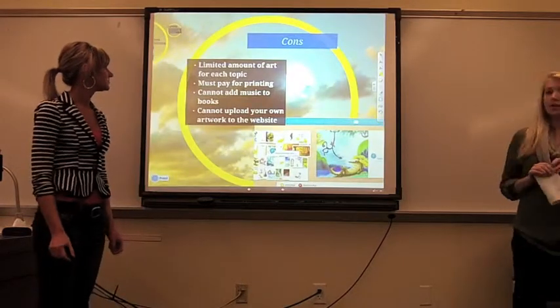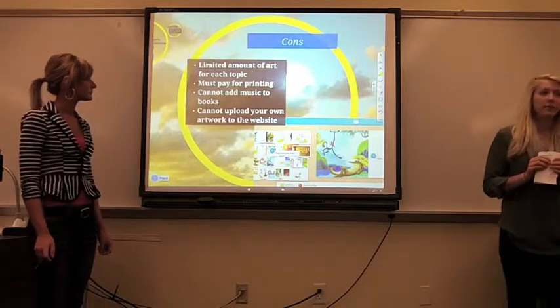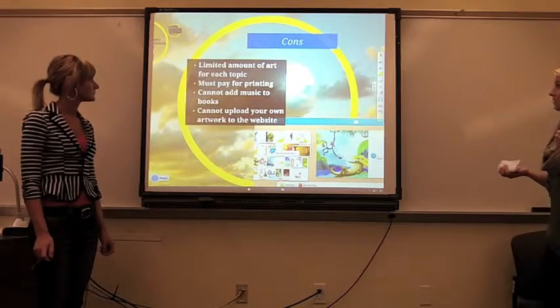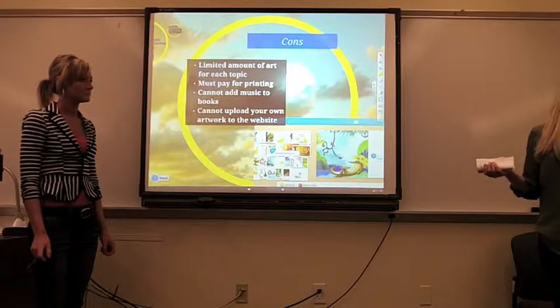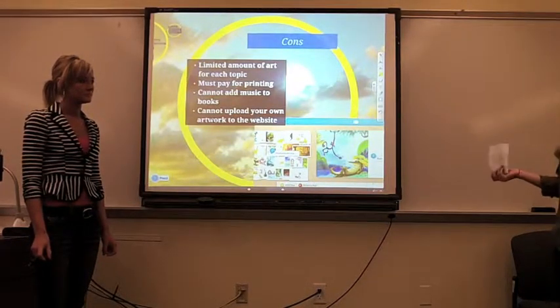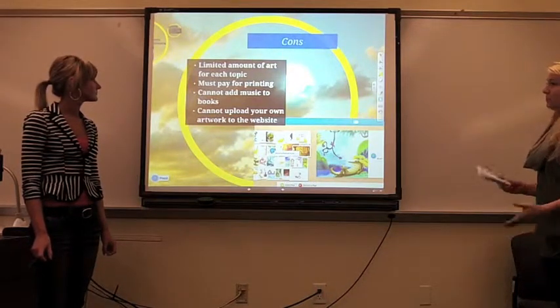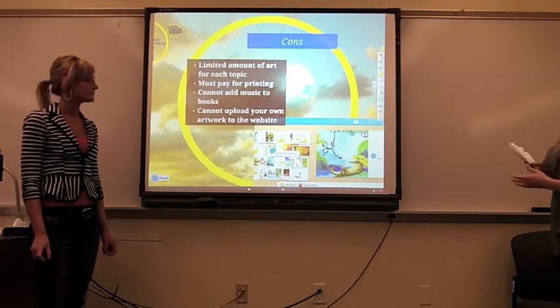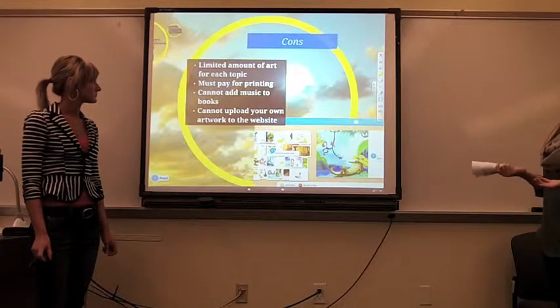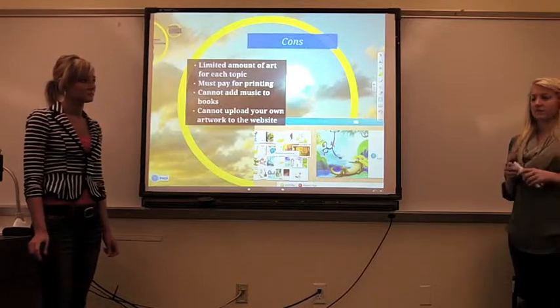A couple of the cons that we found were that there's a limited amount of art for each topic. I had my 9-year-old nephew use it, and he was angry because there were only a few different pictures and he wanted more. You have to pay for printing the books. You can't add music to your books, and you can't upload your own artwork to the website. You have to use the ones that are given to you.